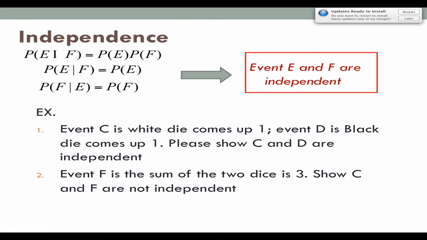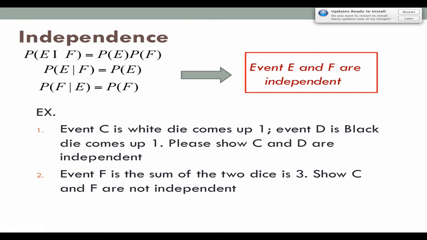Then what's the probability of C intersect D? Both C and D happened. That means we throw a white die and a black die. The white die is 1, and the black die is also 1. What's the probability of this event? 1 out of 36. Then 1/6 times 1/6 equals 1 out of 36. That means events C and D are independent. Is that okay? Second one, event F is the sum of 2 dice is 3.